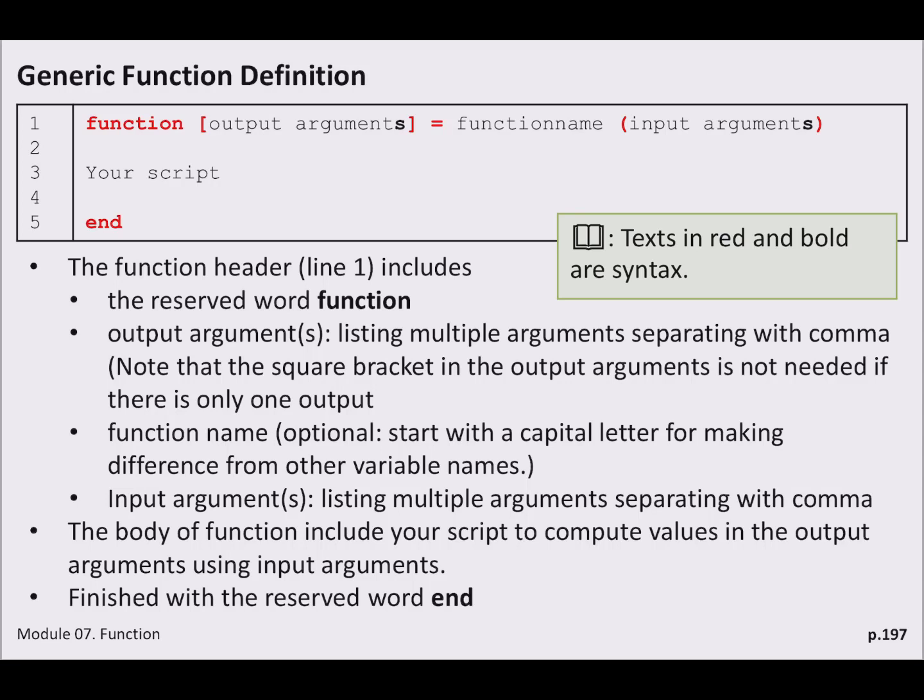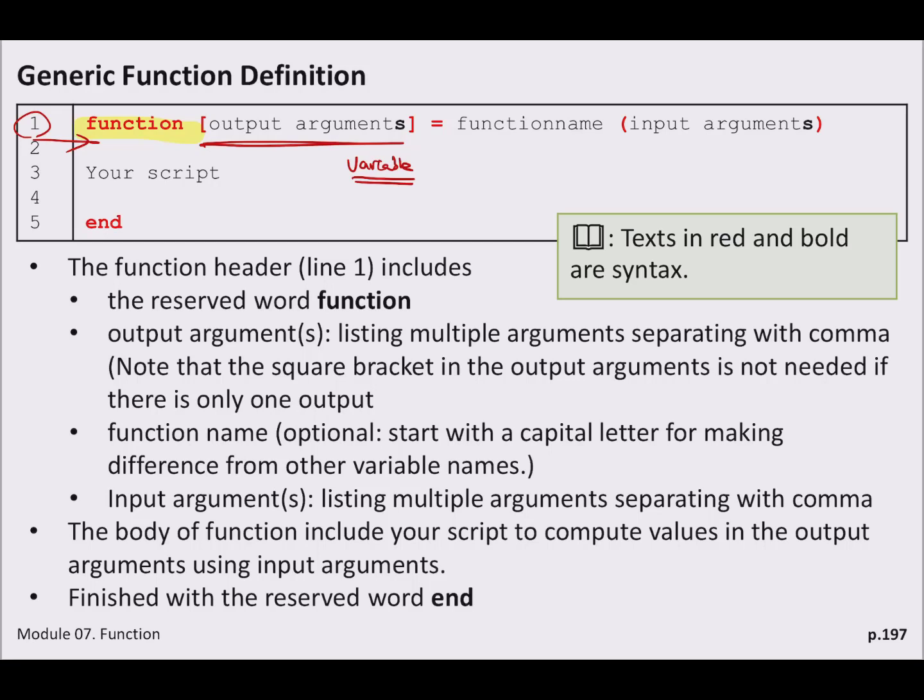Okay, so this is the syntax for defining a function in MATLAB. The text in red must be included to define the function, except in special cases. Let's see them one by one. The function header at line 1 includes the word function, which is a reserved word, and then your output argument. The output argument is the variable to which you're going to assign the output value. If there is more than one, they're separated with a comma.